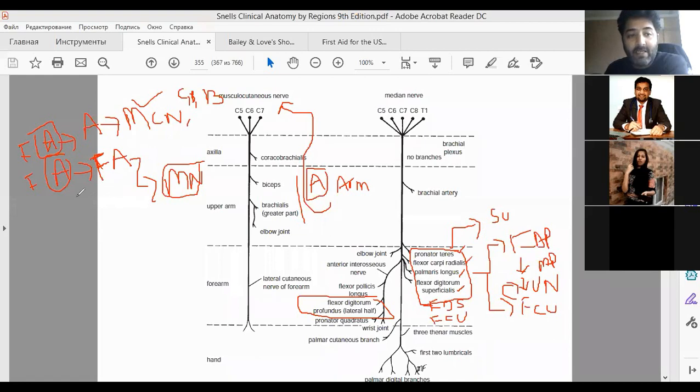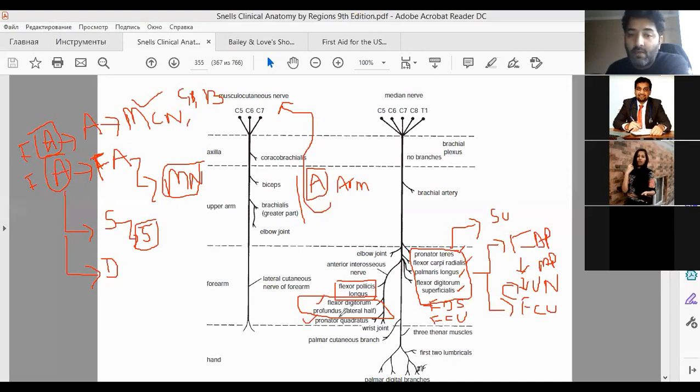So if you want to divide the anterior compartment of the forearm, you can divide it into superficial group and deep group. In superficial you have five muscles: pronator teres, flexor carpi radialis, palmaris longus, flexor digitorum superficialis, and flexor carpi ulnaris. And then you have three deep muscles, and those three deep muscles are flexor pollicis longus, flexor digitorum profundus, and pronator quadratus muscle.